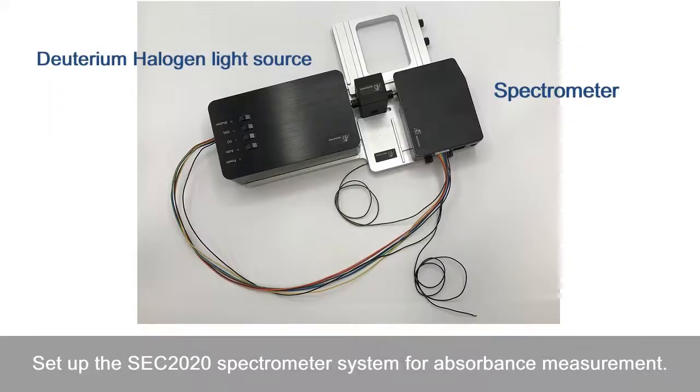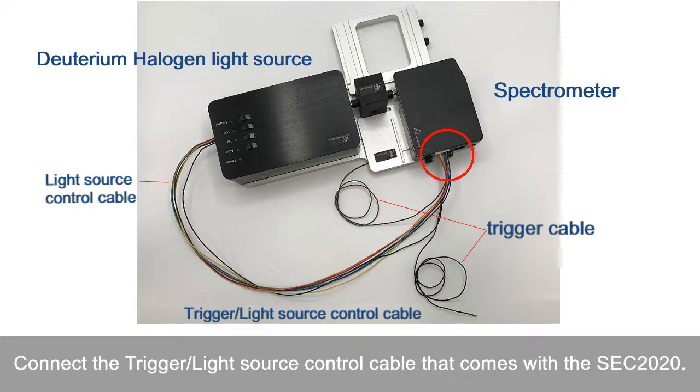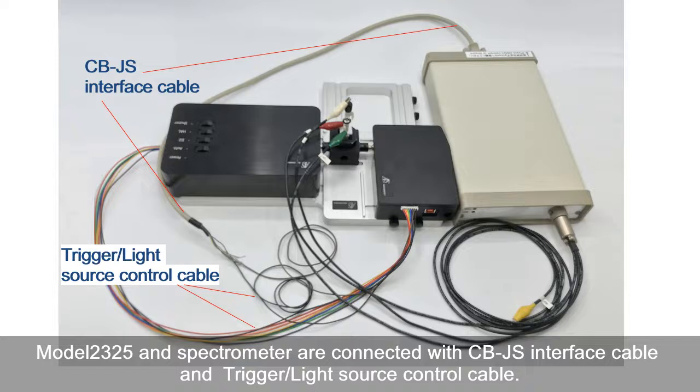Set up the SEC2020 spectrometer system for absorbance measurement. Connect the trigger light source control cable that comes with the SEC2020. Connect the CBJS interface cable that came with Model 2325 to the I/O port of Model 2325 Bi-Potentiostat. Model 2325 and spectrometer are connected with CBJS interface cable and trigger light source control cable.